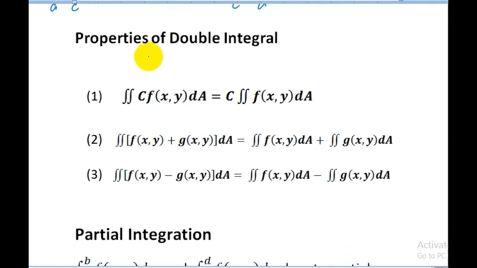Now double integral enjoys many properties of single integral. The first is the constant multiple rule. Double integration c f of x y is equal to c times double integration f of x y. Double integration f of x y plus g of x y is equal to double integration f of x y plus double integration g of x y. The second one is the sum rule. First one is the constant multiple rule, and the third one is the difference rule for the double integral.